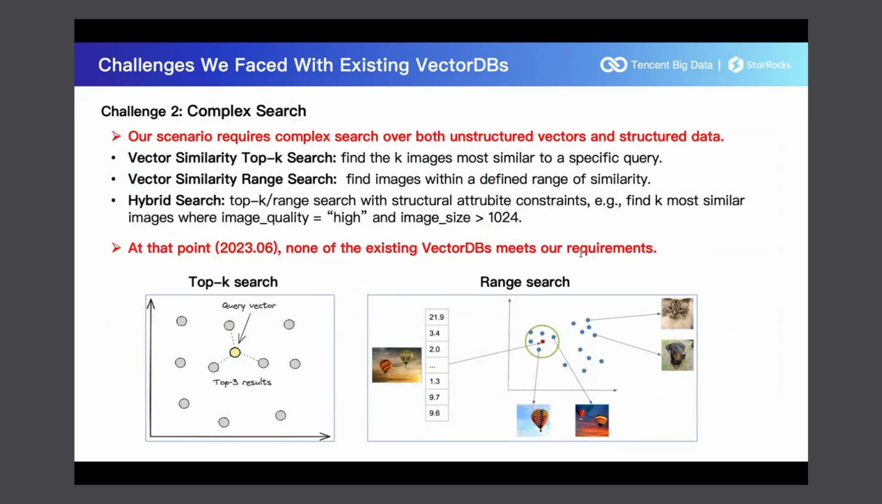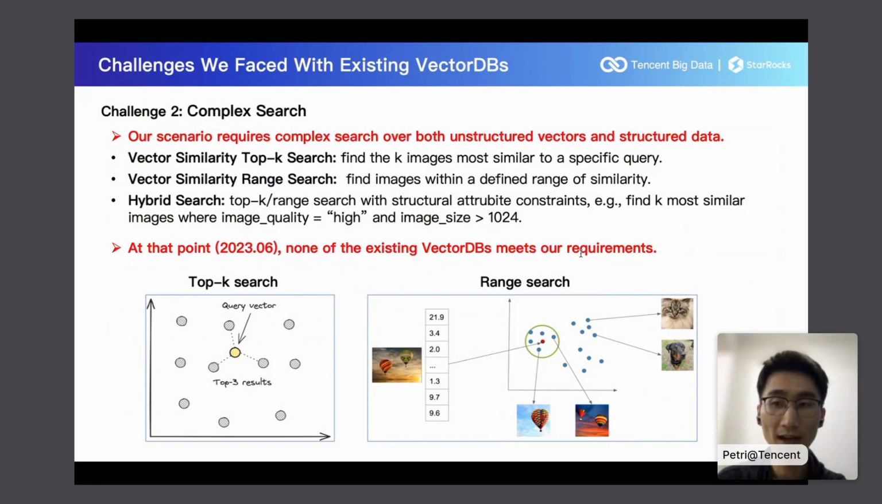Challenge 2 is the need for complex search. Note that our scenario requires complex search over both vector data and scalar data. For example, we use top K search to find the K images most similar to a specific query, and we use range search to find images within a predefined similarity range. This picture demonstrates an example. Given an image, we need to find images within a predefined similarity range.